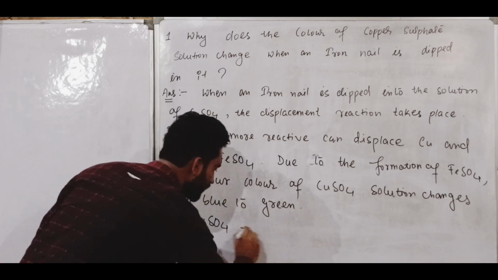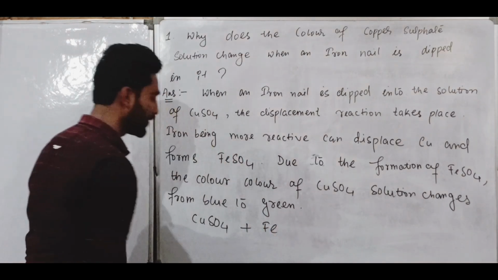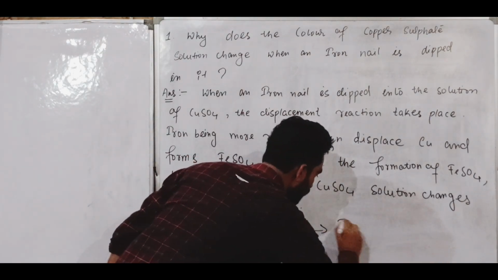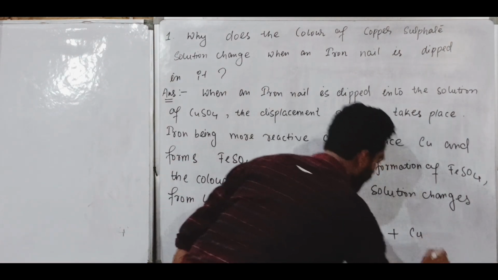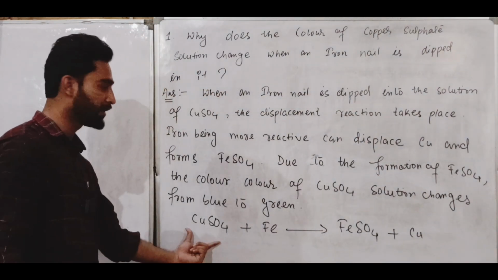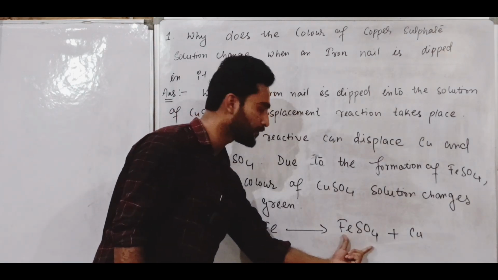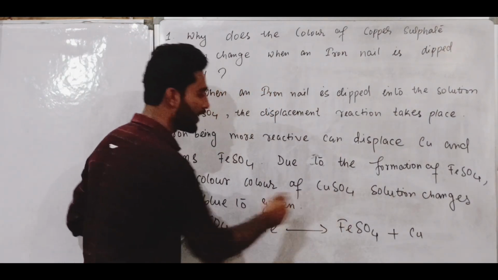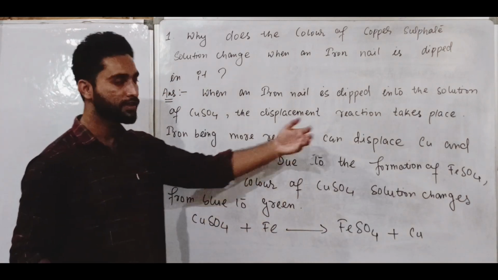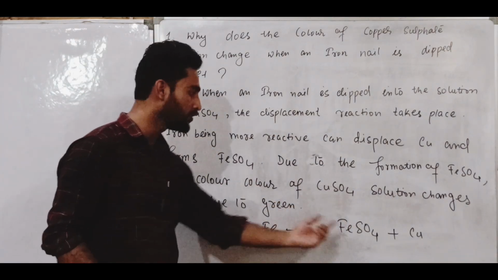And the reaction involved here is copper sulfate reacts with iron, they will form iron sulfate plus copper. Copper sulfate is blue in color and the iron sulfate or the ferrous sulfate is green in color. So due to the formation of the ferrous sulfate or the iron sulfate, the color changes from blue to green.